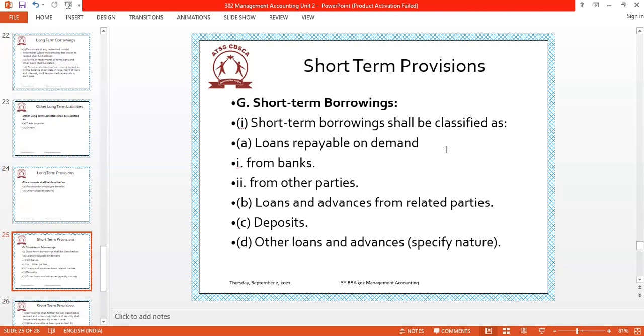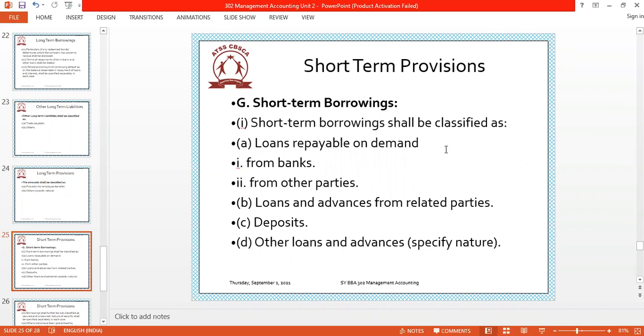Short-term borrowings shall be classified as loans repayable on demand from banks and from other parties, loans and advances from related parties, deposits, other loans and advances. So we are talking about short-term borrowing. Short-term borrowing is a borrowing which is for less than 1 year. So when you are procuring funds for the business where the duration is less than 1 year, it is called short-term borrowings. So what do loans repayable on demand mean?